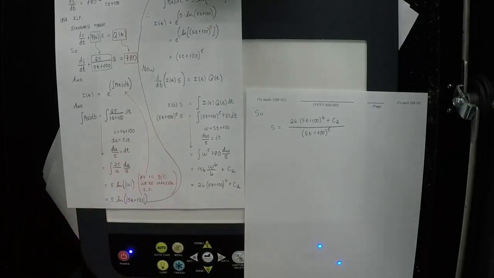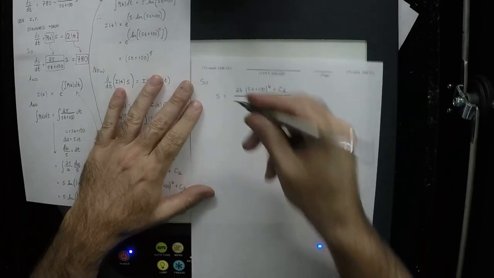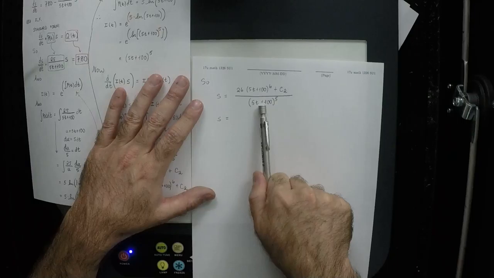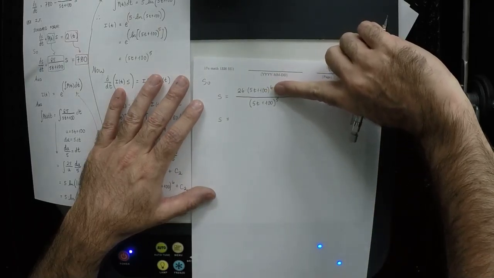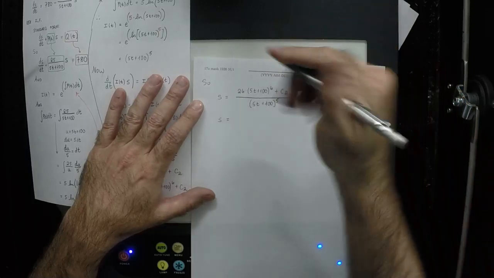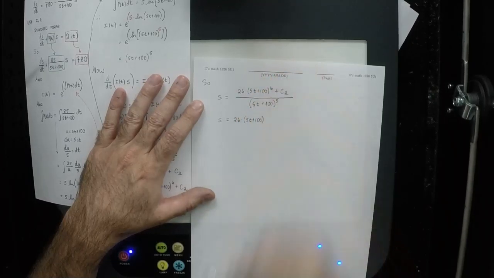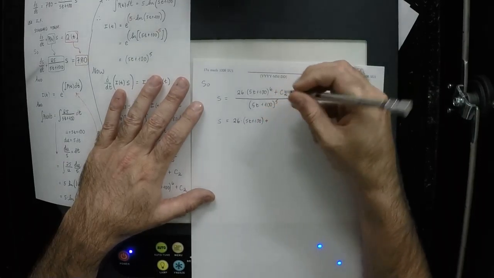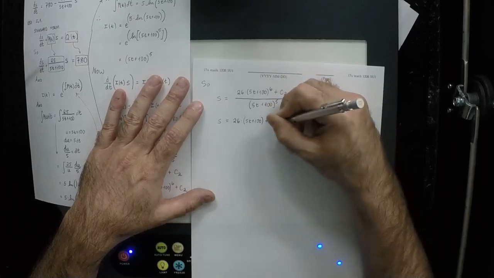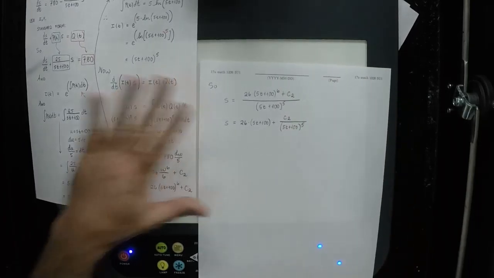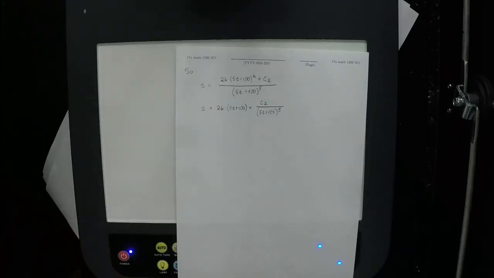And now we want to use the initial data. But before we do that, I'm going to simplify this a little bit. I'm going to divide the denominator into the numerator. So if that first term were divided by (5t plus 100) to exponent 5, then it would be 26 multiplied by (5t plus 100), because there'd be just one of them left over, and then plus C2 divided by (5t plus 100) to exponent 5. Okay, so now we need to figure out C2. How do we figure out C2?